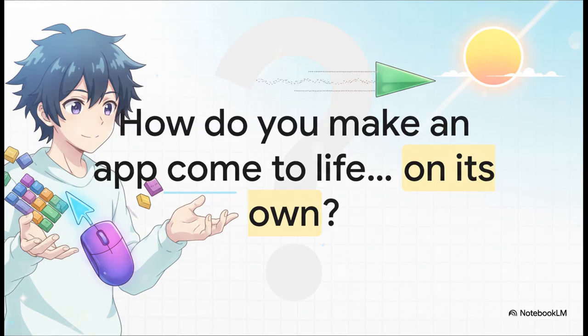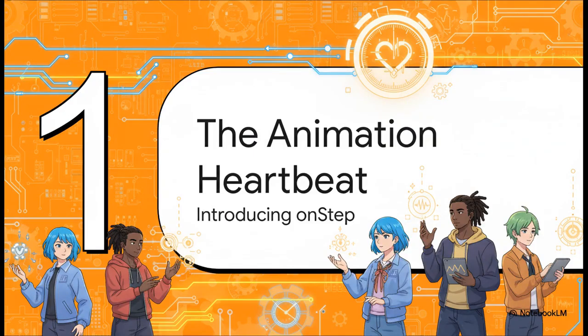When you think about it, most apps are pretty passive, right? They just sit there and wait for us to do something, like click a mouse or press a key. But what if we want more? What if we want a shape to just glide smoothly across the screen, or a sun to set in the background, all by itself? How do we get an app to act on its own without waiting for our command? Well, the answer lies in something I like to call the animation's heartbeat. It's an event called OnStep, and it is the engine that's going to drive our application forward, automatically and repeatedly. It's a real game changer.